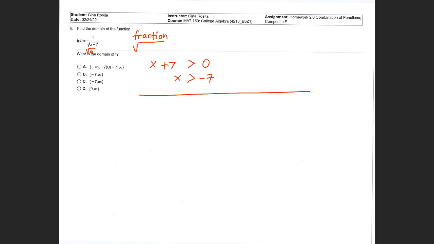Just make a number line like this. Negative 7, and the arrow goes to the right. It is open because it is not equal there. So this goes to infinity. The domain of f is open negative 7 to infinity. So the answer is C.